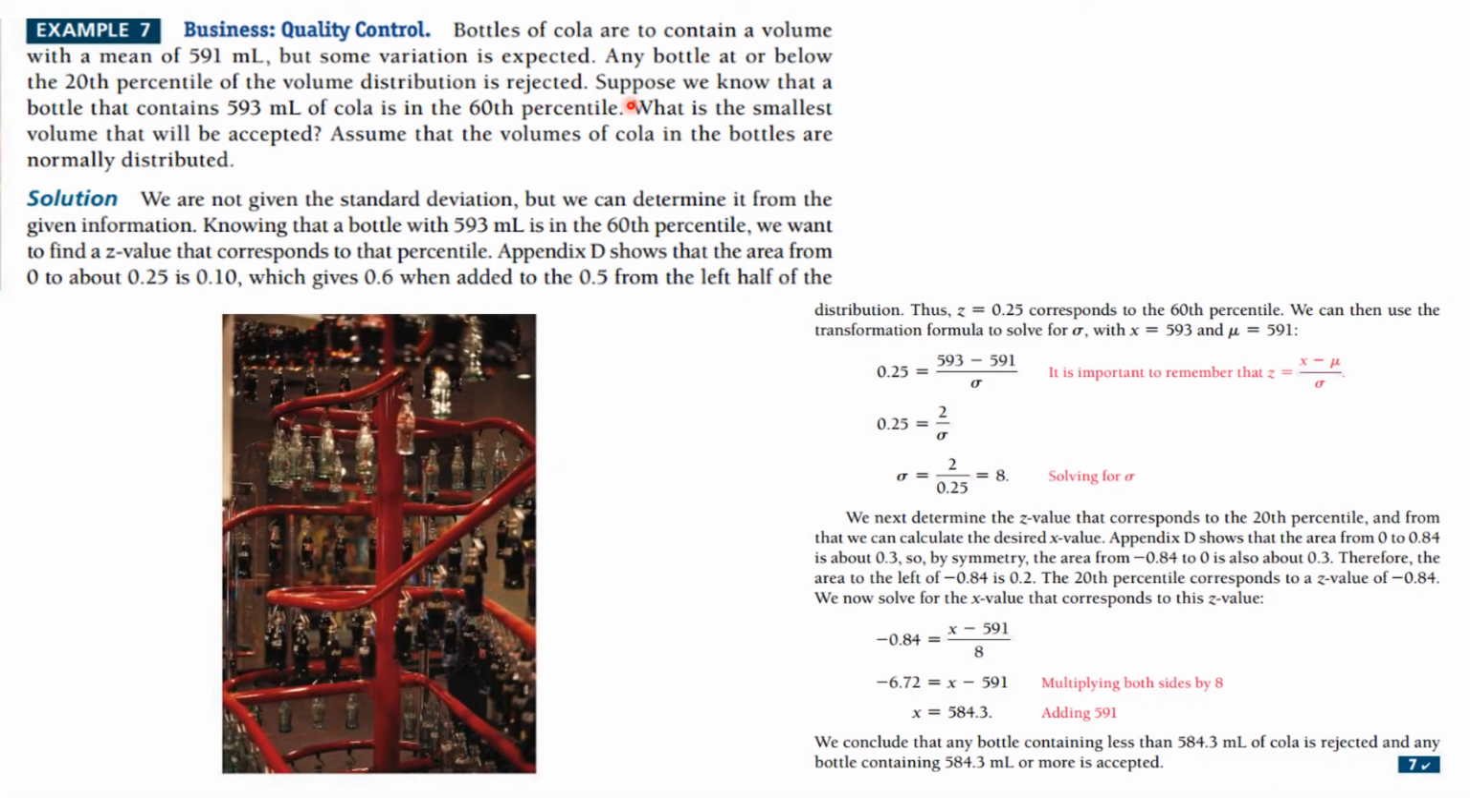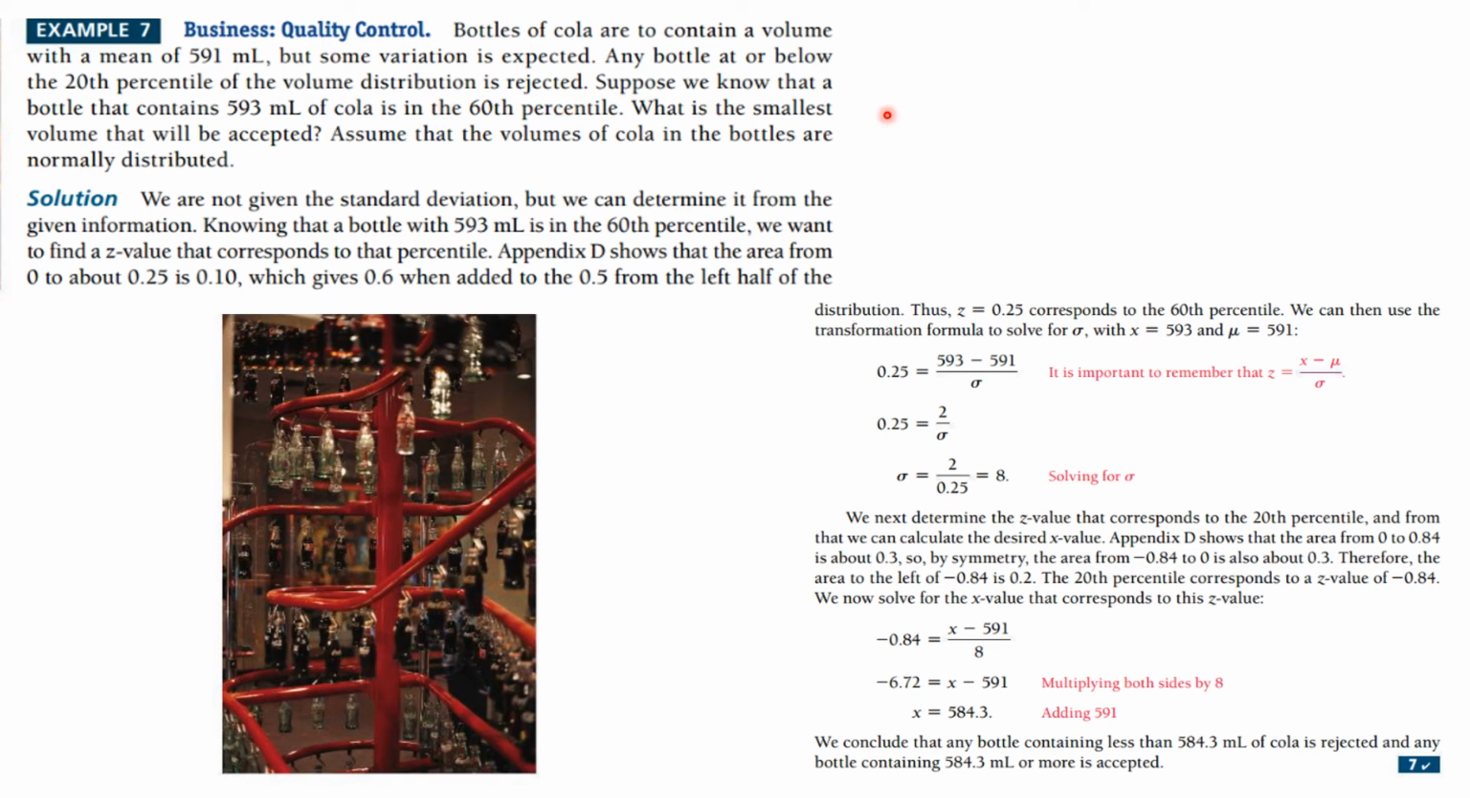Here's another example about quality control in business, and this is an important application because in manufacturing you want to give exactly what the customer expects. If you give them less, they will be disappointed. If you give them more, you're losing money. So bottles of cola are to contain a volume with a mean of 591 milliliters, but some variation can be expected. So any bottle at or below the 20th percentile is rejected and has to be refilled.